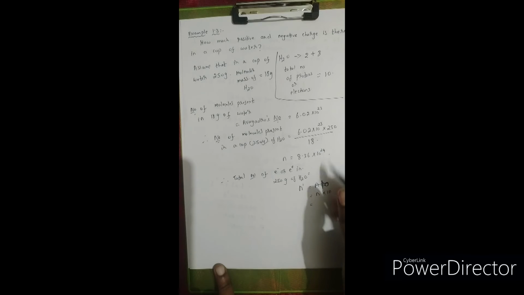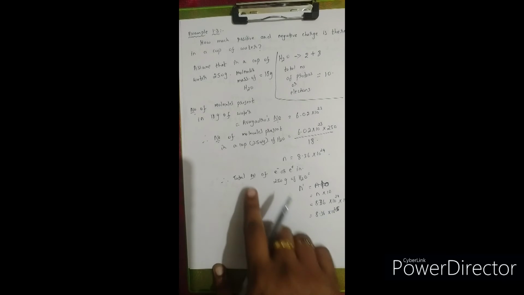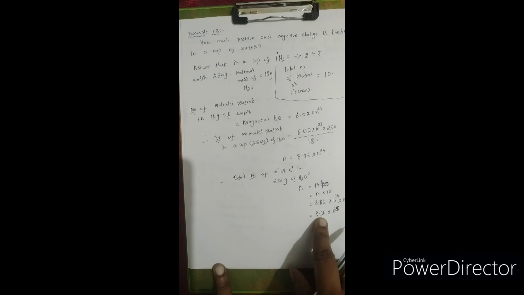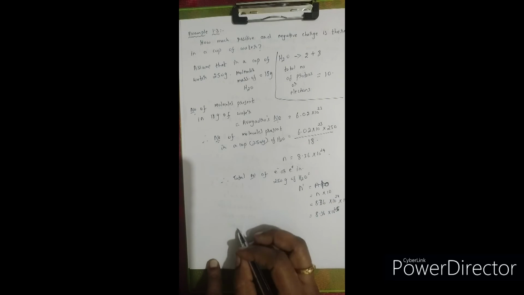Okay, children, and what's the value of N? We have calculated 8.36 into 10 to the power of 24 into 10. Okay, so this works out to be equal to 8.36 into 10 to the power of 25. Okay, this is equal to this much, right? So the total number of electrons or protons present in a water molecule will be equal to 8.36 into 10 to the power of 25. Okay, right? So from this we have to calculate the total charge carried by the electrons or protons present in a cup of water.